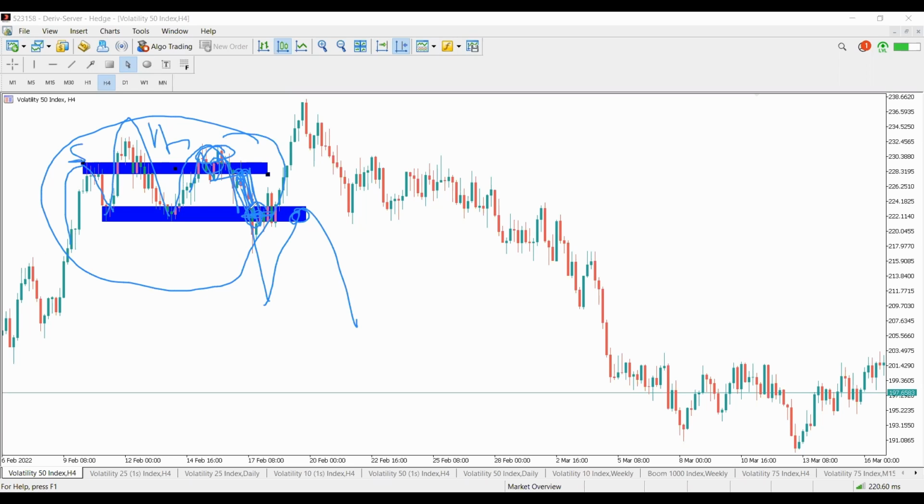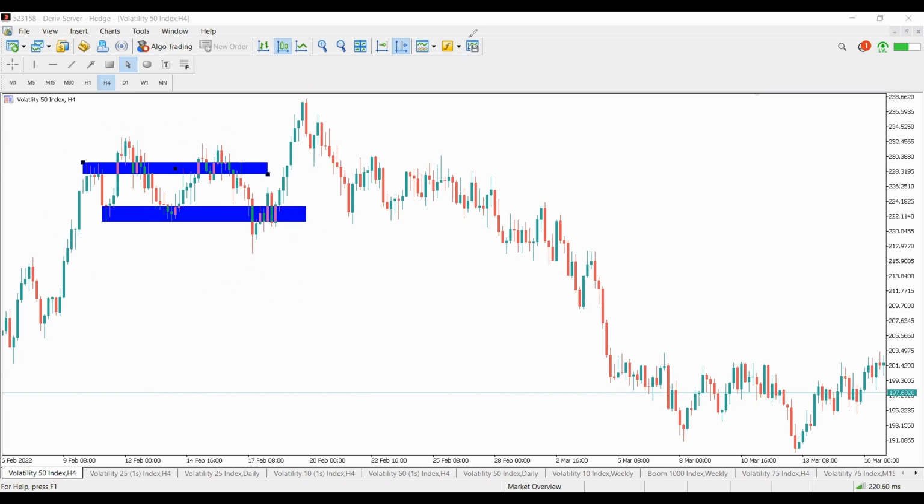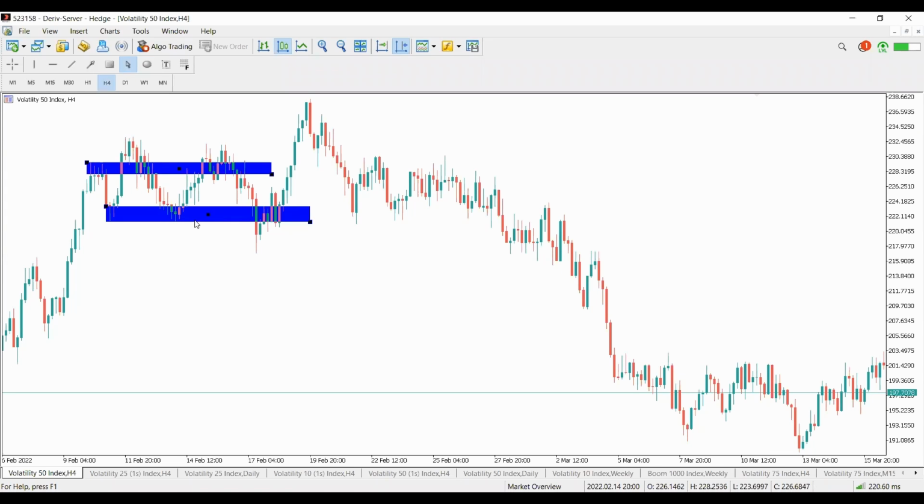But for those who take from here, there was a false breakout here, which many people would have fallen for, but we're going to learn how to identify that, right? So this was not a proper head and shoulders. Now let's continue. Let me just delete this.